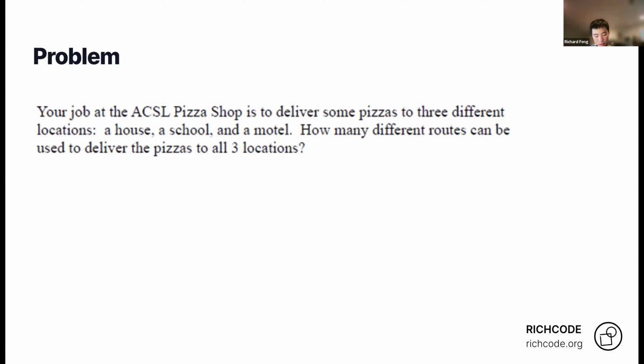Okay, so for the first location, we have three options. And then for the second location, we have two options. And then for the third location, we have one option remaining. So this is the same thing as 3 factorial, which is 6.